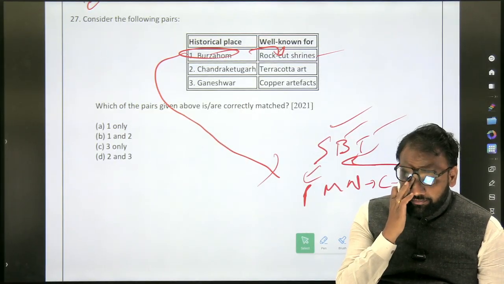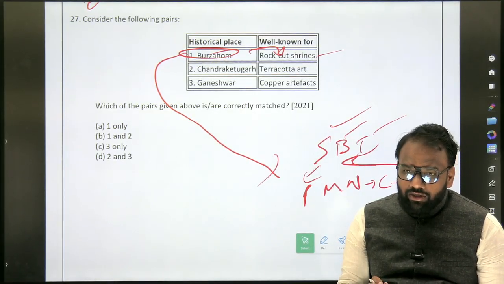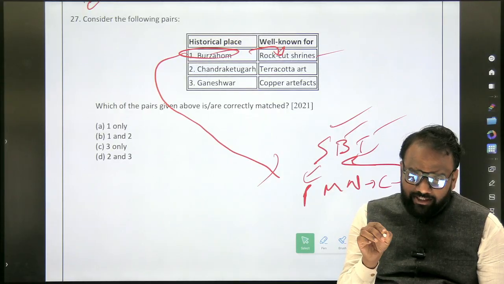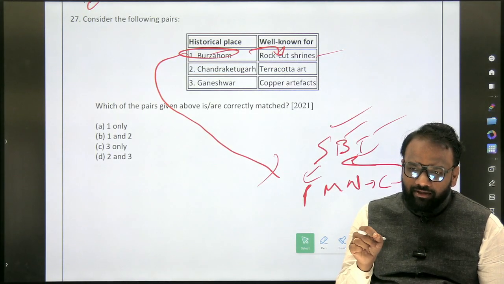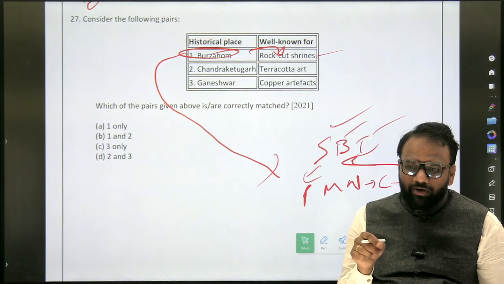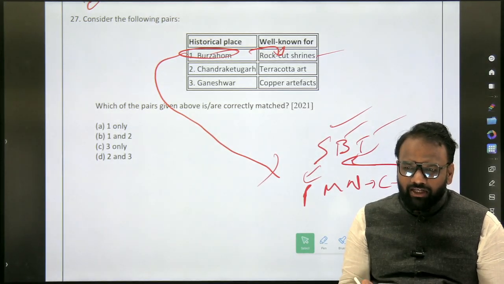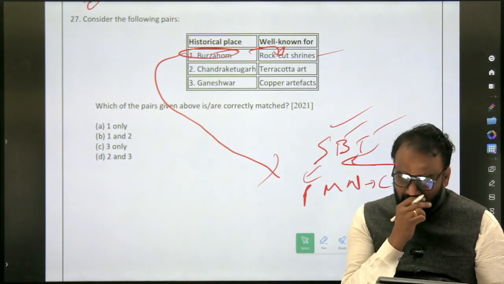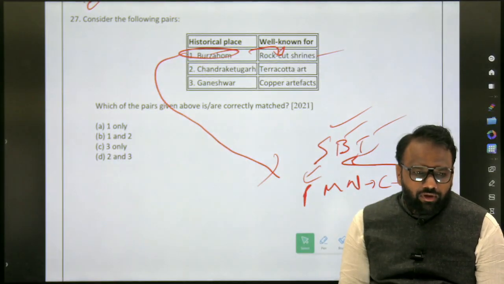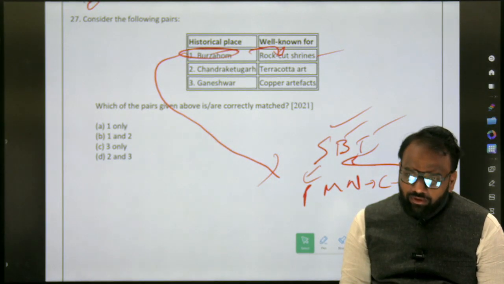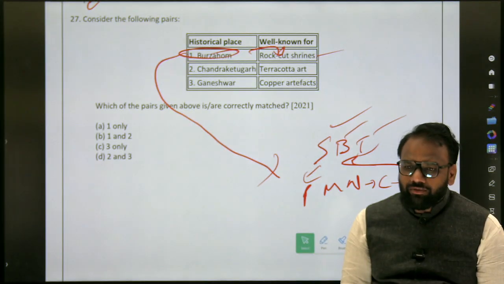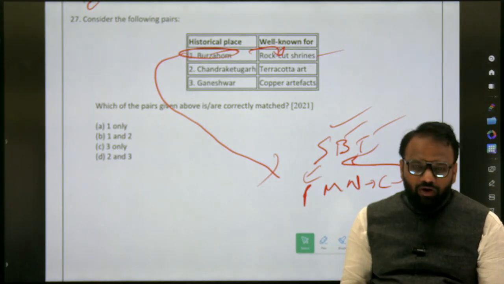Which is the page number? 399. So there Neolithic sites are there. How many entries are there? Have I made the index? Have I given the numbering or not? No. Approximately around 30, 40. Yes, 25. See here.